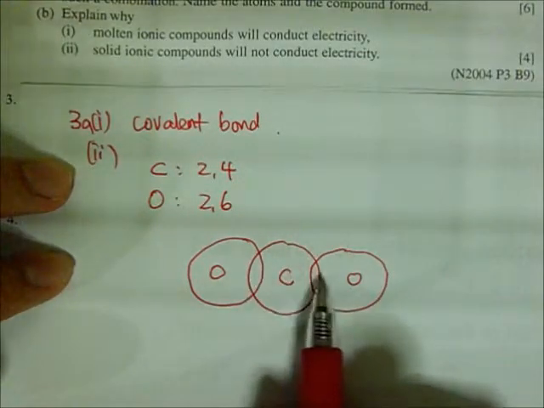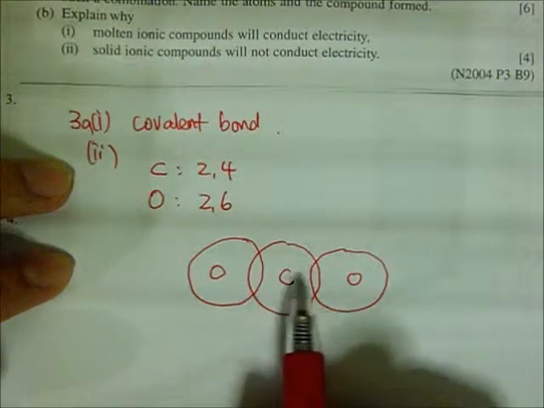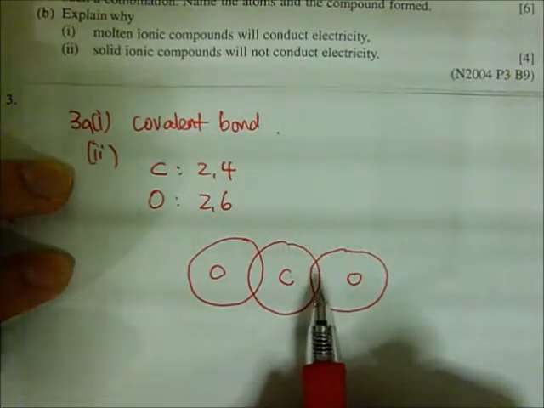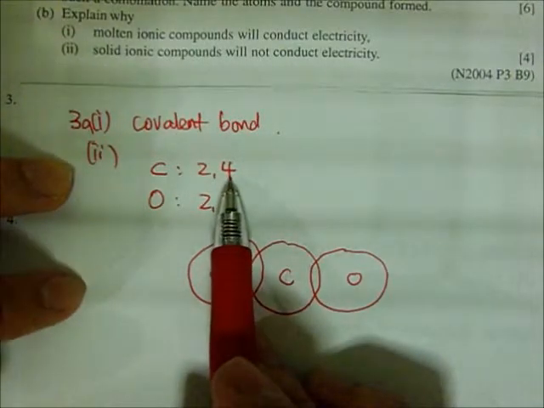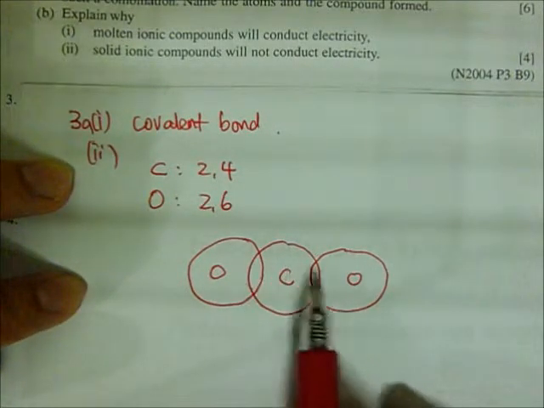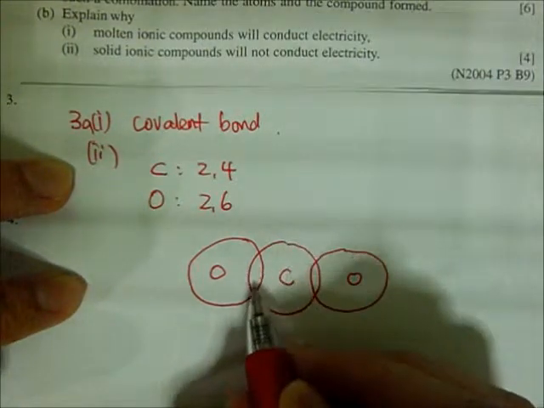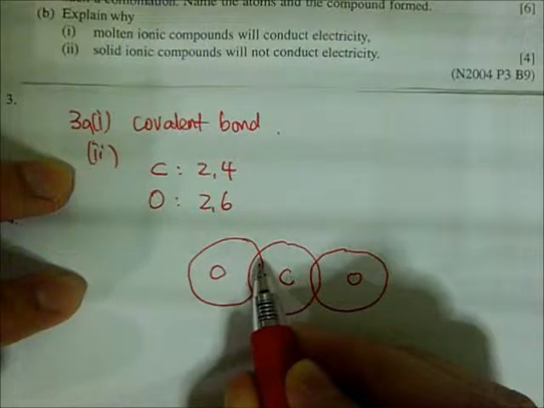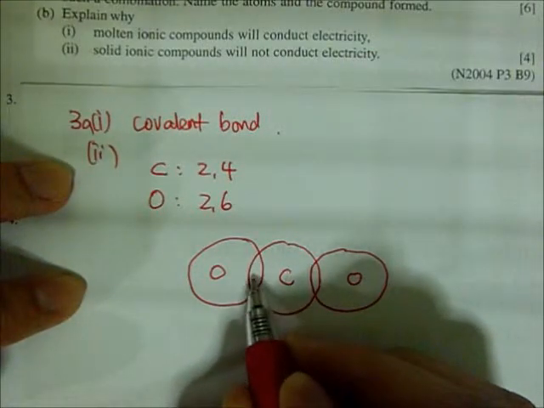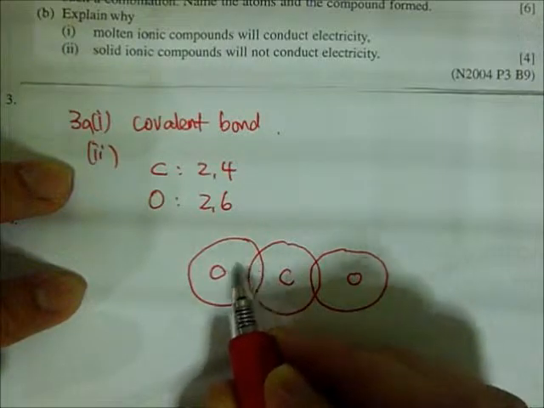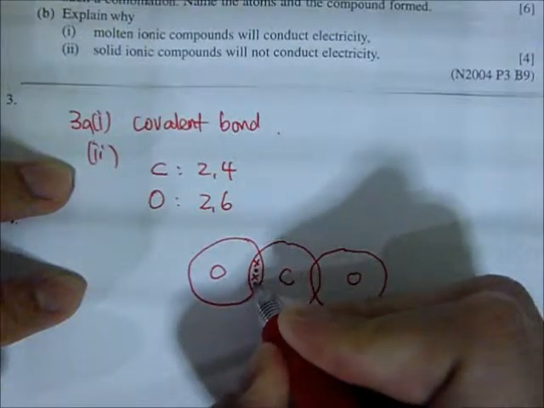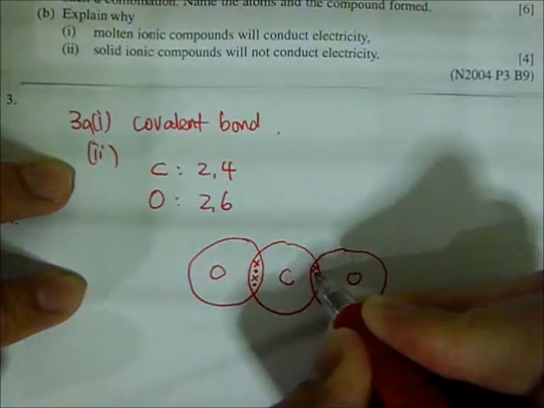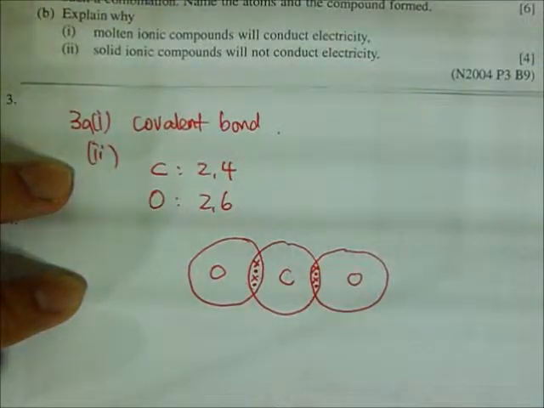So that means it has 2 places to share: 2 pairs here, 2 pairs here. Remember, every time you share 1 pair of electrons, you gain 1 electron. So in order for carbon to gain 4 electrons, it needs to share 4 pairs of electrons. Out of 2 pairs of electrons here, that means 4 electrons here. Out of 4 electrons here, 2 must belong to carbon, 2 must belong to oxygen. So you can draw like this. Likewise, it needs to share 2 pairs of electrons here.